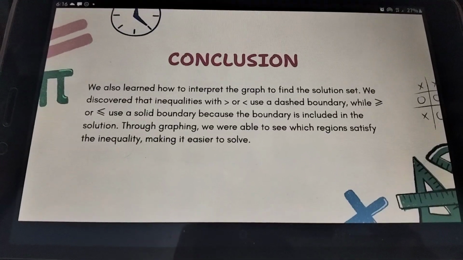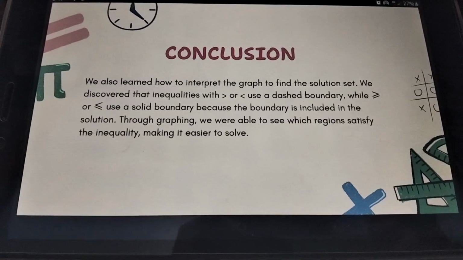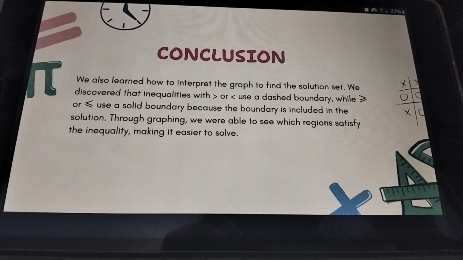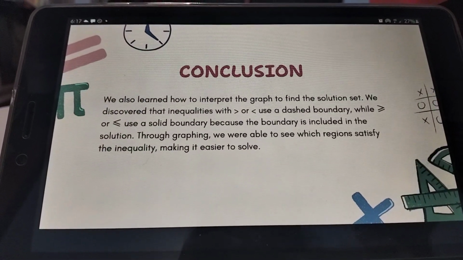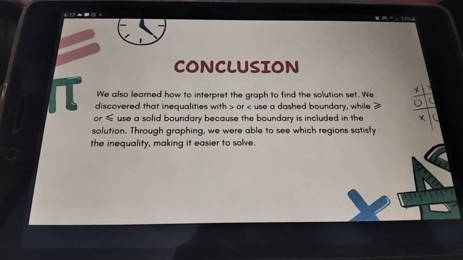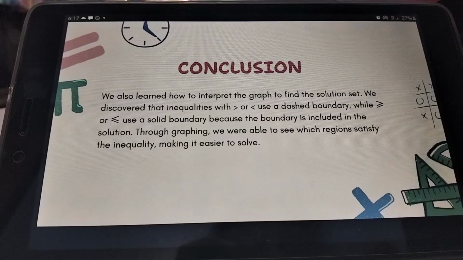We also learned how to interpret the graph to find the solution set. We discovered that inequalities with greater than or less than use a dashed boundary, while greater than or equal to or less than or equal to use a solid boundary because the boundary is included in the solution.